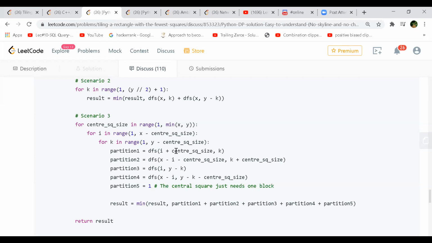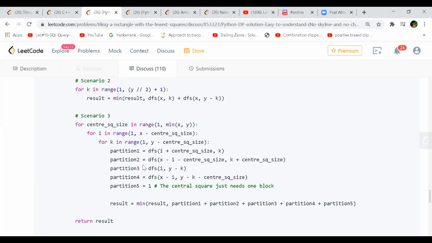And then partition 1 is 1 plus center square size k, and the other will be x minus i minus this. Because if you subtract here, that center size will add to the kth on the y side. It's like expanding in that direction, right? So these are P1, P2, P3, P4. These are the rectangles.